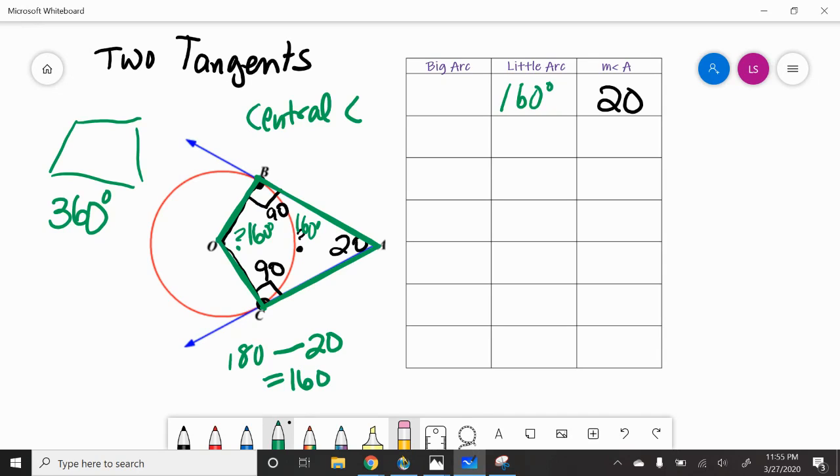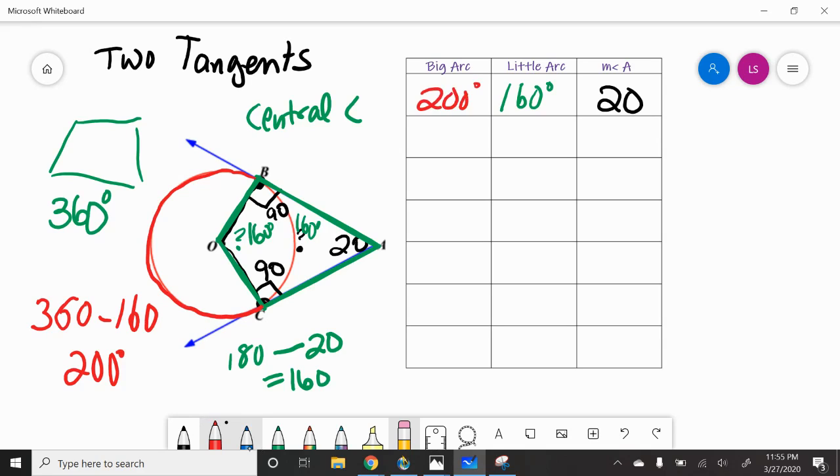Now, let's take a look at what the big arc is. Now, the big arc is this other arc. I'm just calling it big arc and little arc instead of minor arc and major arc, just to keep it simple. So the big arc, well, I know that the little arc is 160. So the big arc is 360 minus 160, which is 200 degrees. Okay, so here I have filled in 3 numbers, and I'm not going to ask you what their relationship is right now because it might be hard to tell.